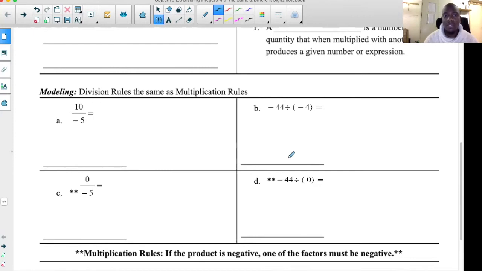10 divided by negative 5, right? So in this particular situation, they want to know when you take 10 and divide it by 5, in this case, negative 5, what is our answer? Okay. For some of you, right off the top of your head, you know that this answer is negative 2. Awesome. For some of you guys, you're like, I have no idea how that is even possible.